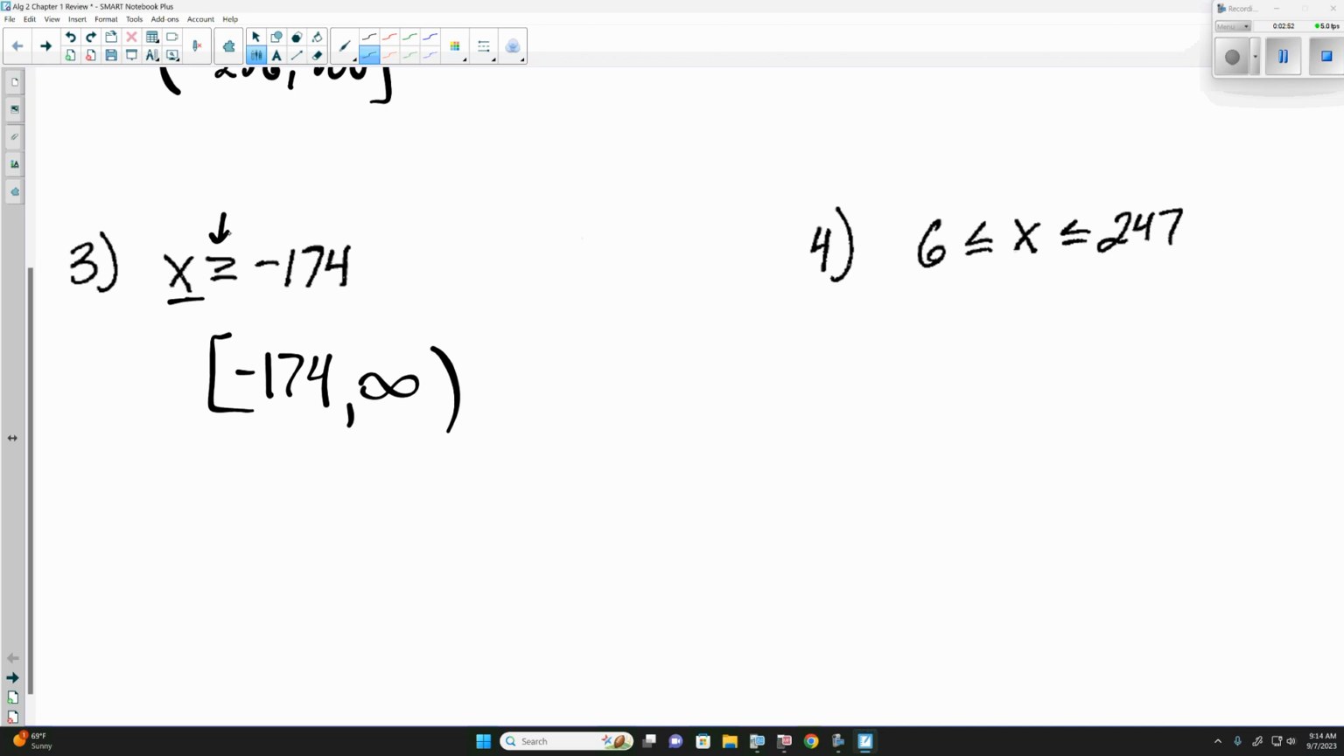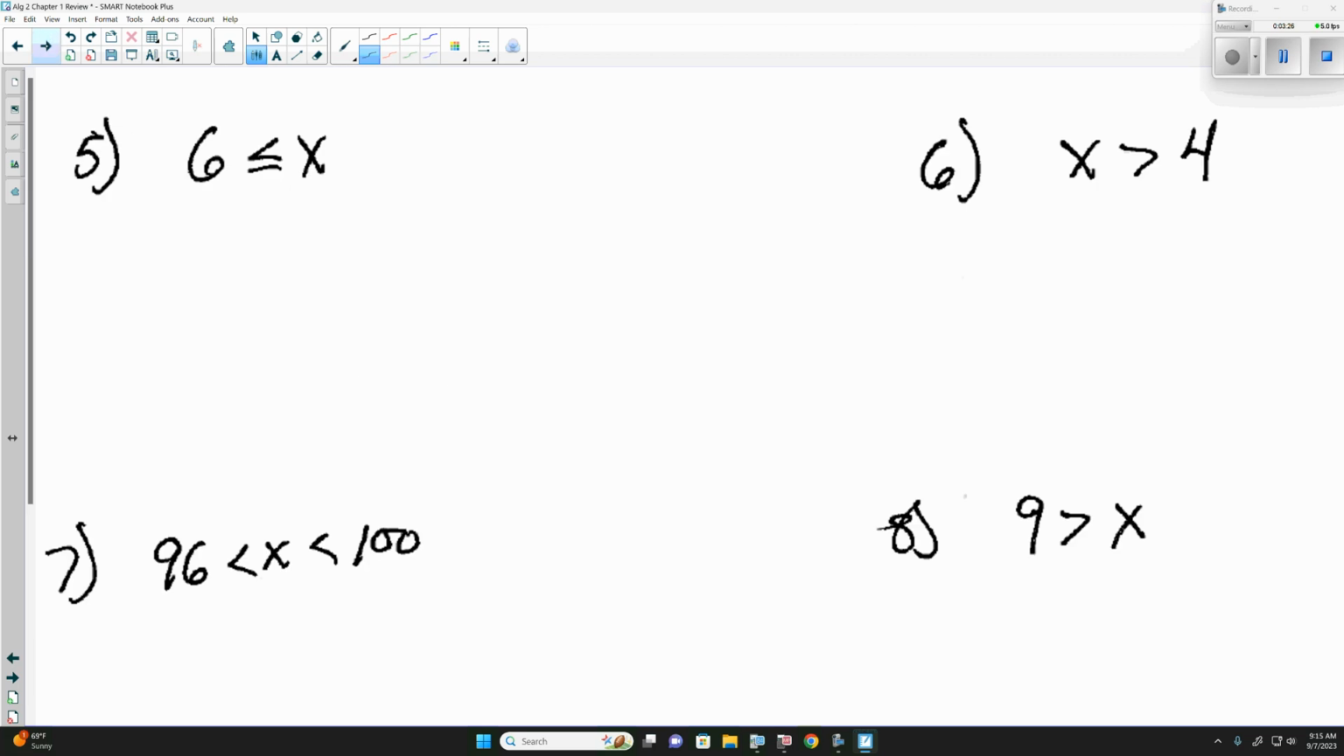Because it doesn't ask, guys, focus up here. It doesn't ask for a number line. But if we put it at negative 174, this would be filled in, and x is greater than, so we're going to the right, which is the direction of positive infinity. The left would be the direction of negative infinity. The way we orient them in the interval is always smallest on the left, bigger on the right, as in terms of the number line. Any other questions on 1 through 4?